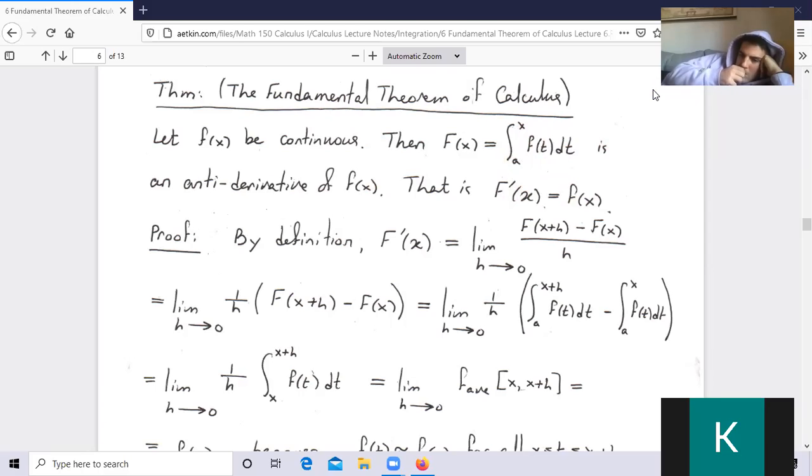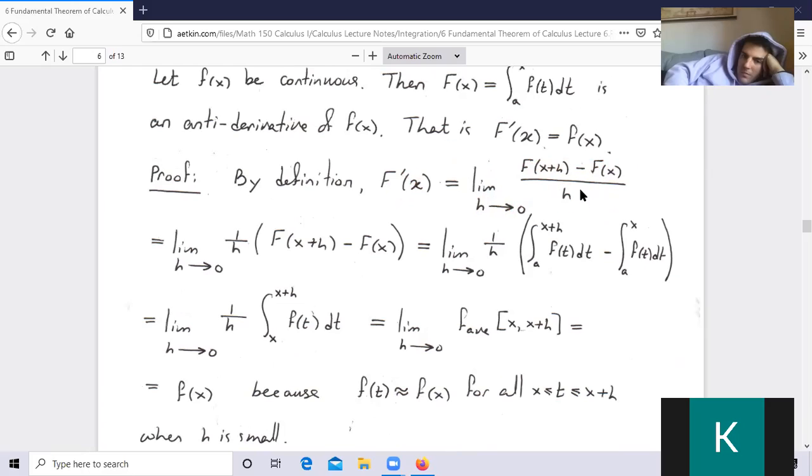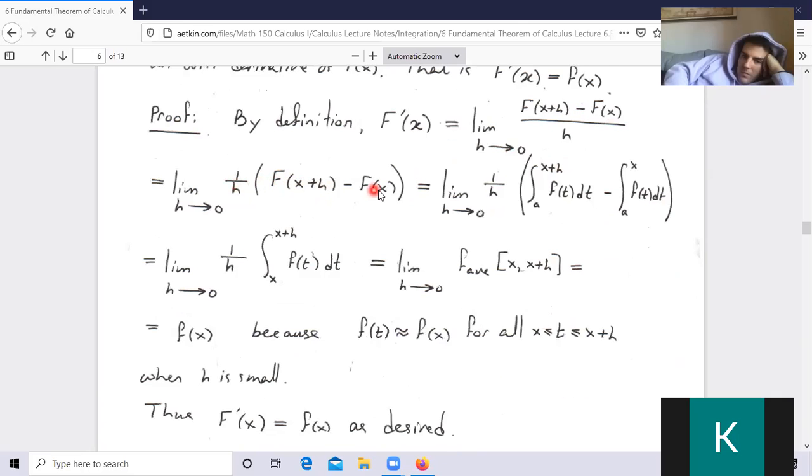Okay? Now, how do we prove that to be the case? We just go to the definition. I will try to explain below what's the intuition. Why would somebody know that right away? The purpose of this function is to be a clever antiderivative. So by definition, what is the derivative of capital F of x? It's the limit as h goes to 0 of F of x plus h minus F of x divided by h, which I can write as 1 over h times F of x plus h minus F of x.